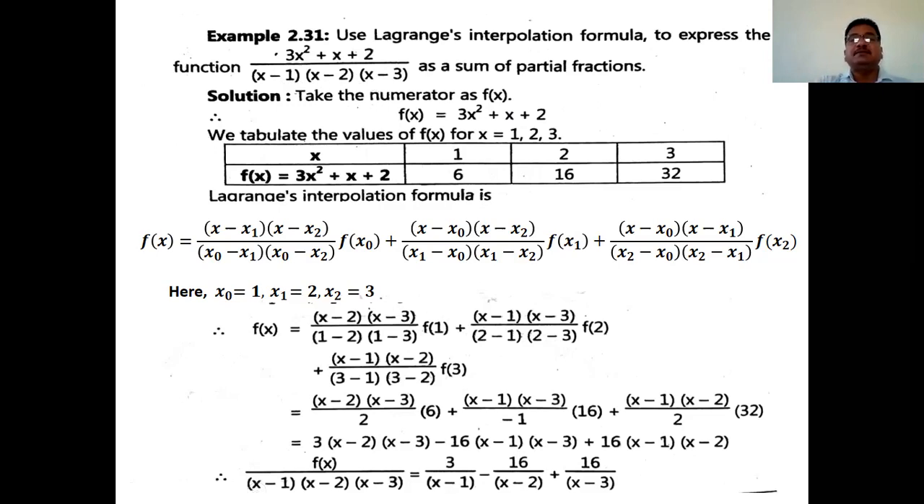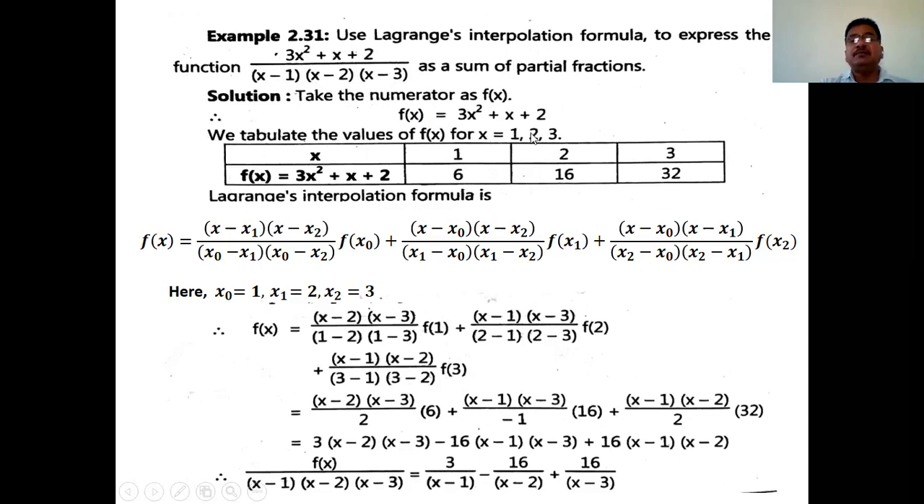So here the factors are given, and the numerator is denoted by the function f(x), and then prepare the table. What is the first row? The values of x. And what is the second row? Values of f(x). We take the values of x as the roots of these factors, or roots of this denominator. So what are the roots of the denominator? 1, 2, and 3. So write here the values of x as 1, 2, 3.